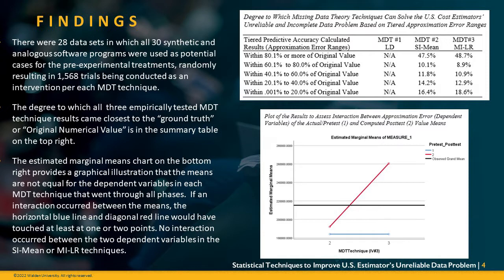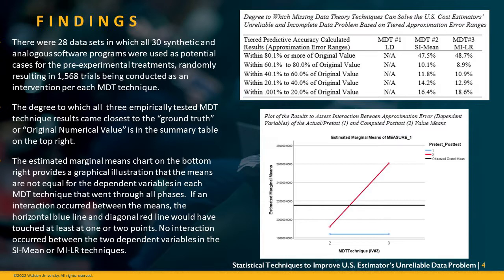I guess the other thing, the bottom line here, remember, I'm answering the question: to what degree can all of these techniques empirically come closest to the ground truth, or the original numerical value? Like I said, that was the big finding, the big takeaway.